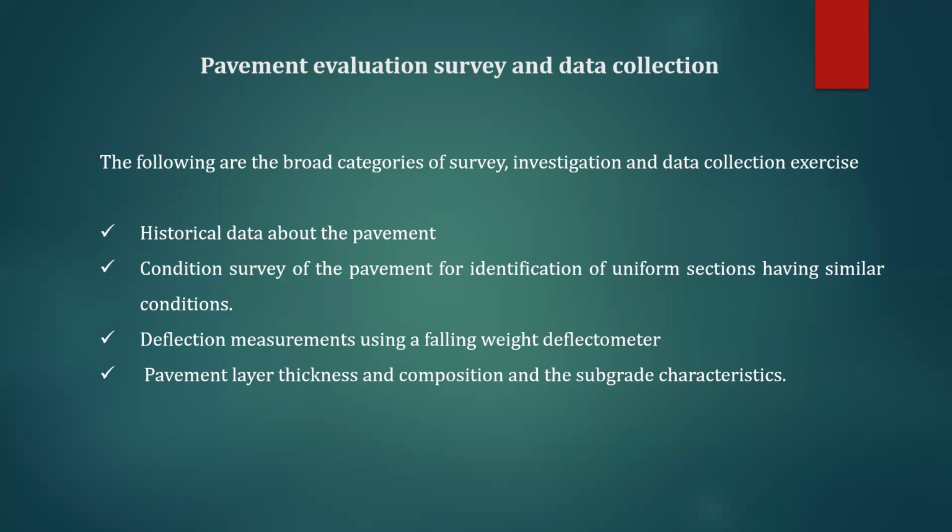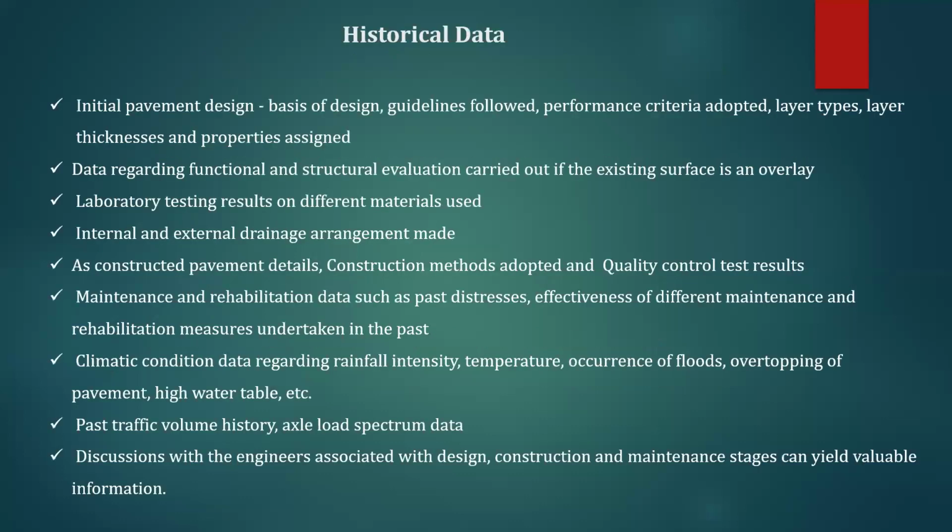So the following are the broad categories of survey, investigation and data collection exercise. You should know the historical data about the pavement. That is most important. Then a condition survey of the pavement for identification of uniform sections, what we call homogeneous sections, which you have to identify for similar conditions. Then deflection measurements, how to do them using the falling weight deflectometer, and pavement layer thickness and composition and subgrade characteristics. Without understanding the pavement in a detailed manner, historical data of the pavement is most important. Let us discuss that first.